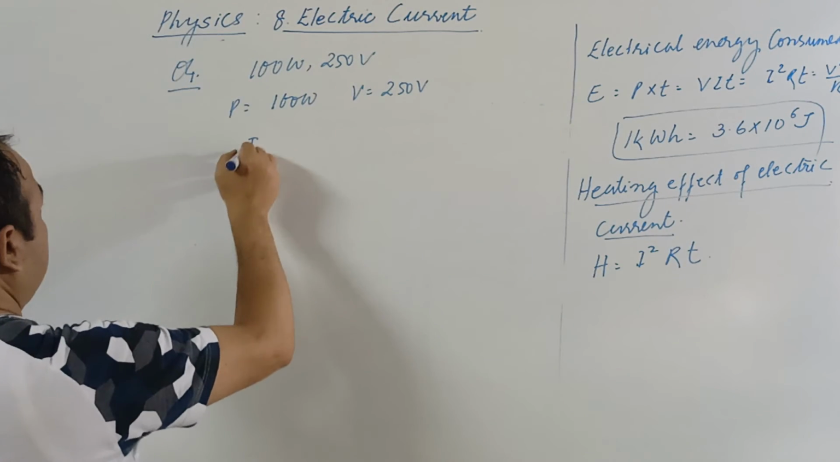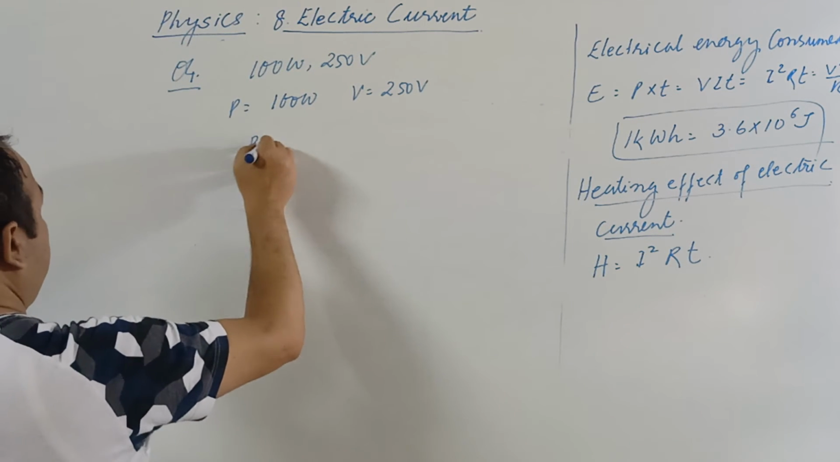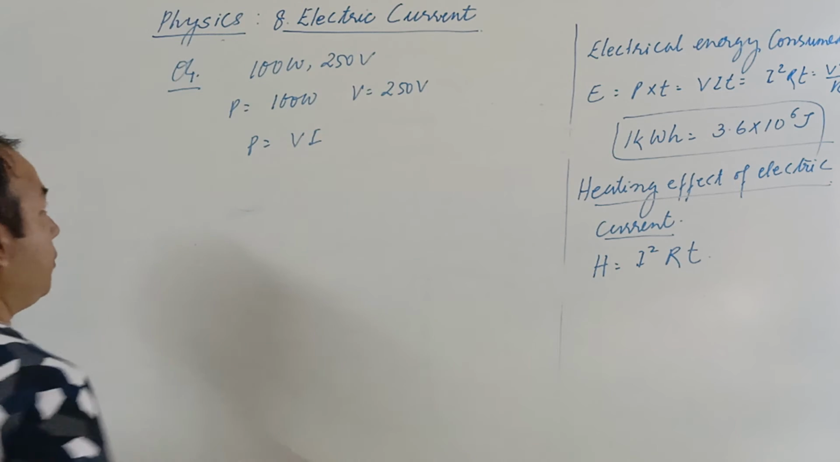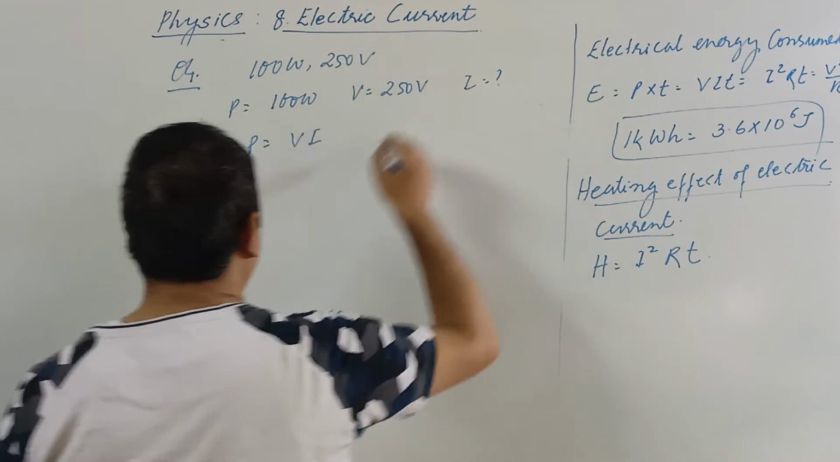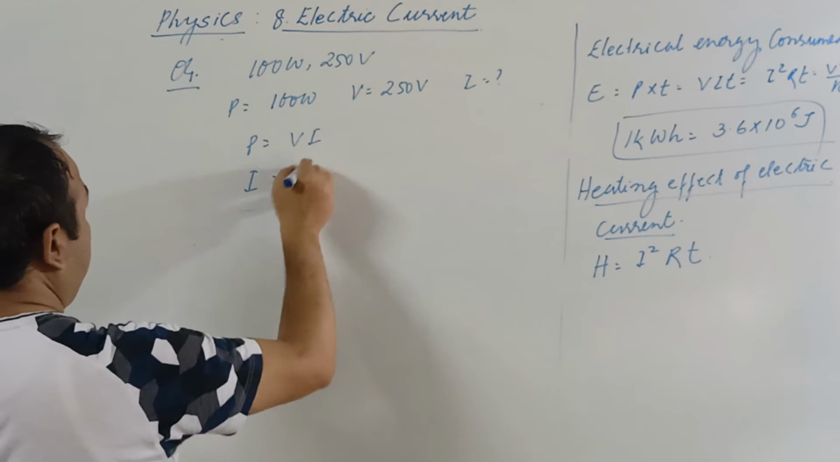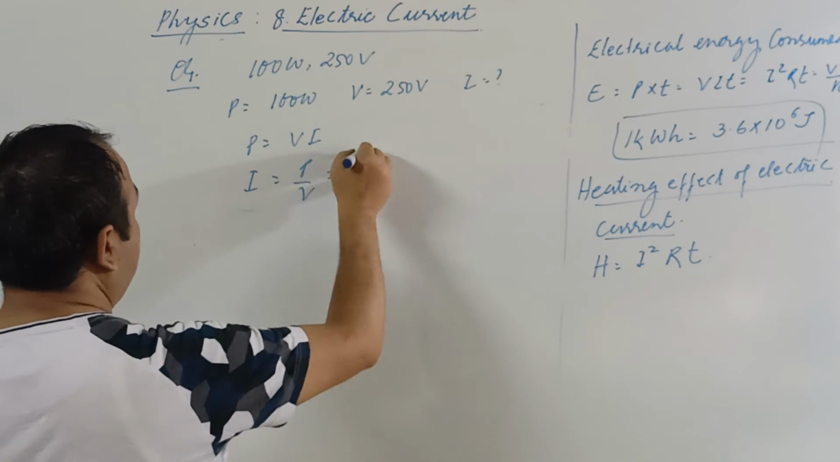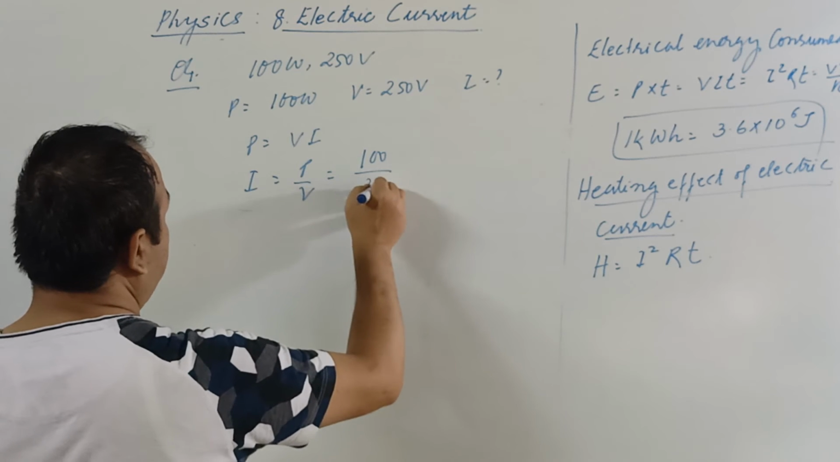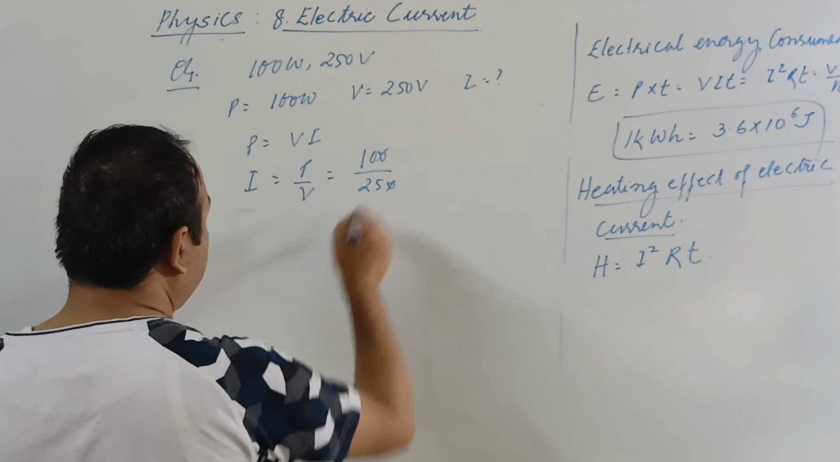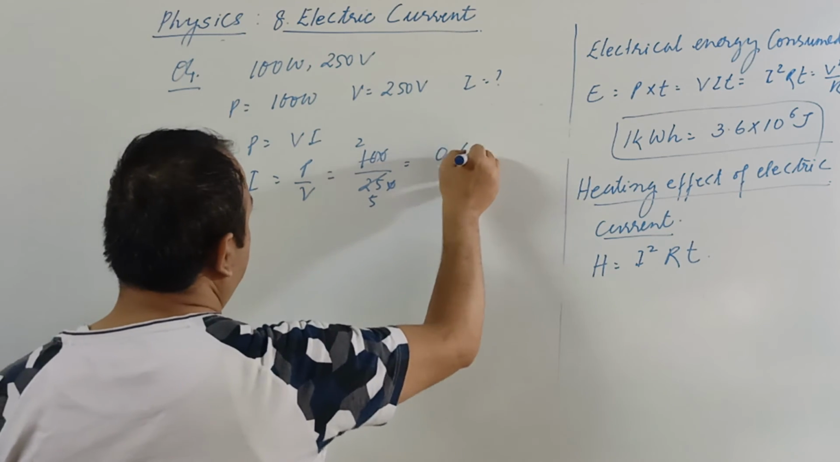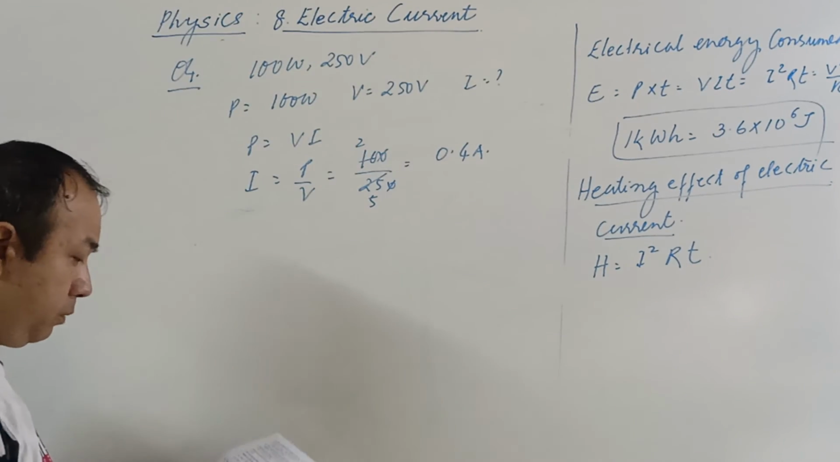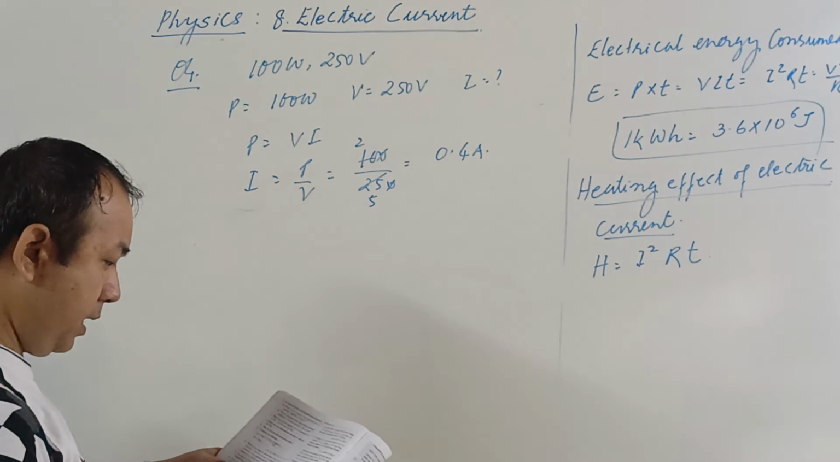We know that power is equal to VI. This is a relationship which relates all three. I need to calculate the current, so I will be equal to P upon V. The power is 100 and V is 250. So the zeros cancel, 5 5 25, 5 2 10. So it's coming to 0.4 ampere.